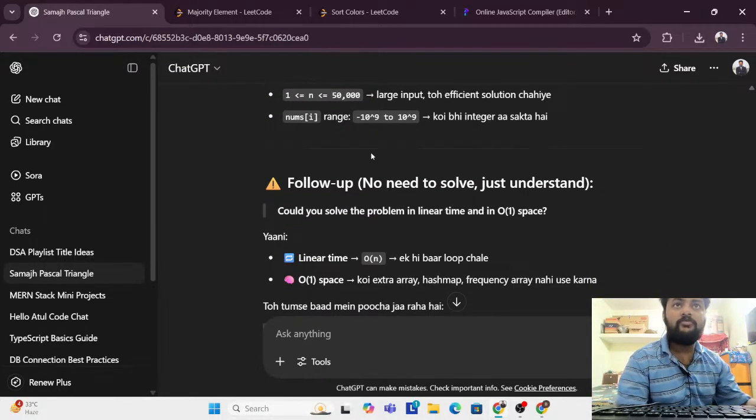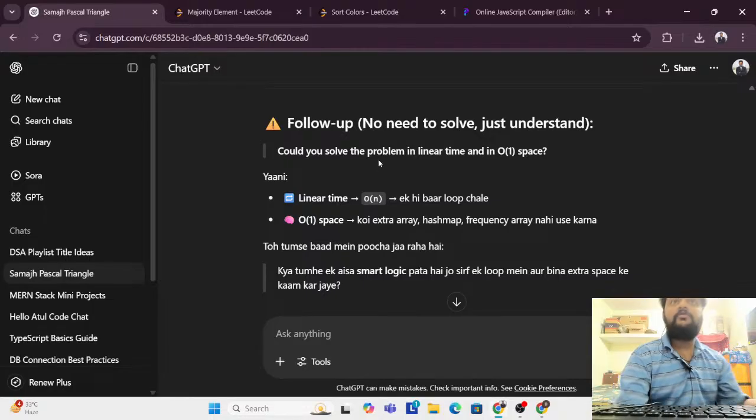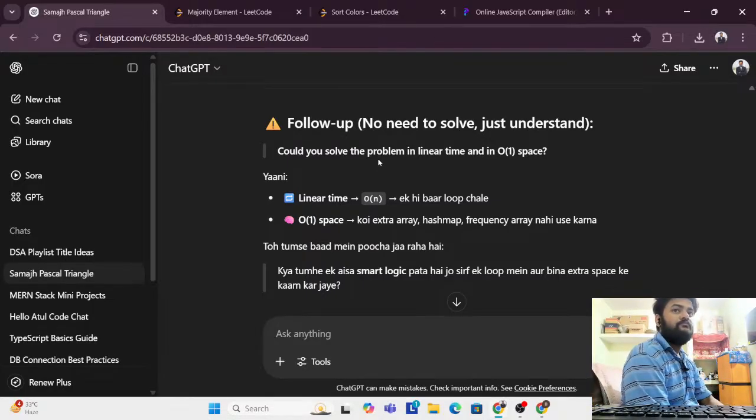Follow up. No need to solve, just understand. Could you solve the problem in, no extra array, no hashmap frequency array to be used.